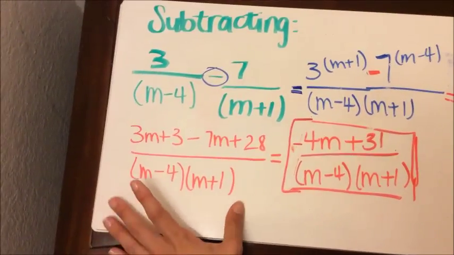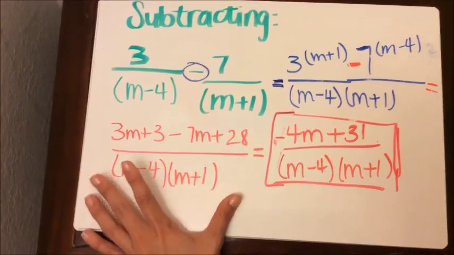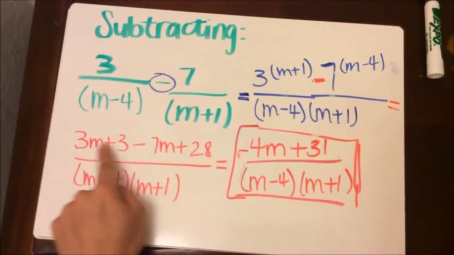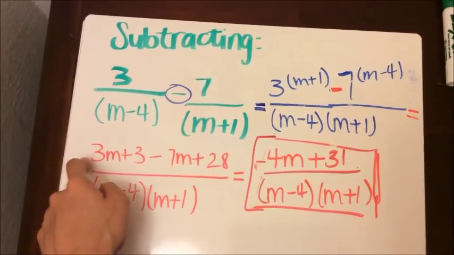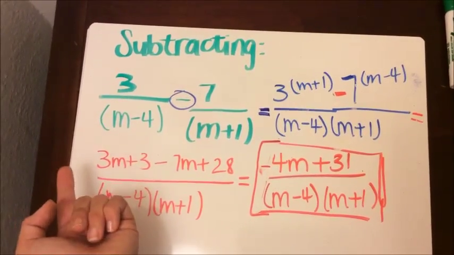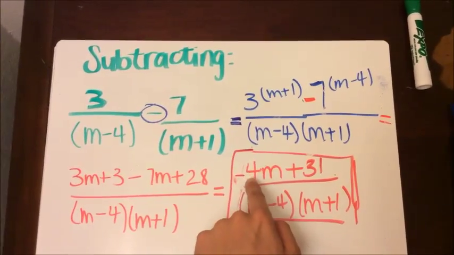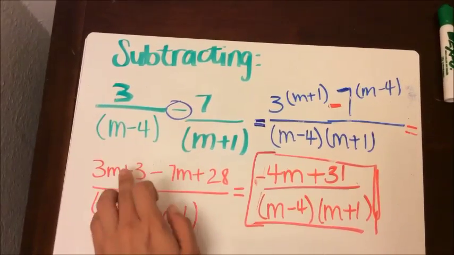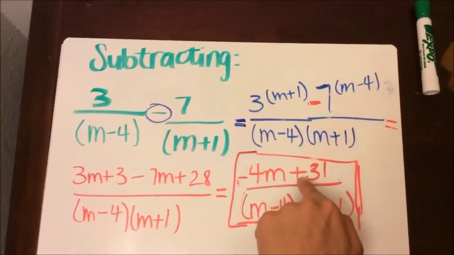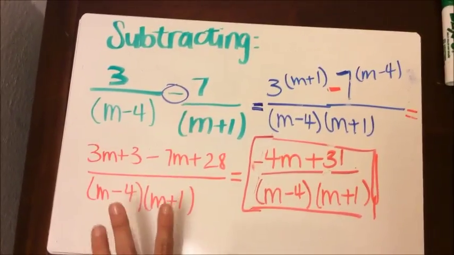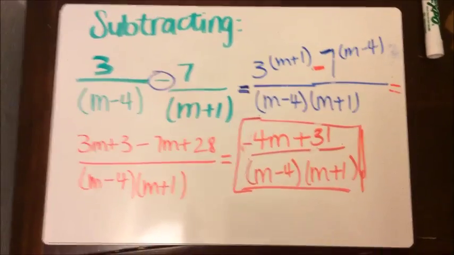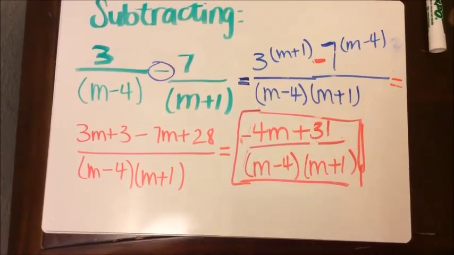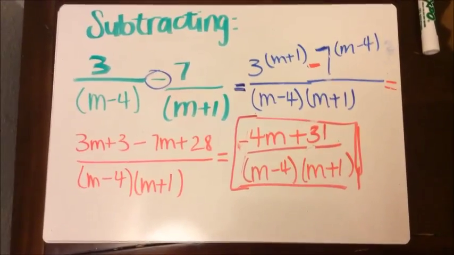Then after that, simple, we just combine the like terms. When we combine the like terms, we have positive 3m minus 7m, and that gives us a negative 4m. Then we have 3 plus 28, and that gives us 31. And then we have the same denominators, so they just pass on. And that is how you solve a subtracting problem when you do not have the same denominator.